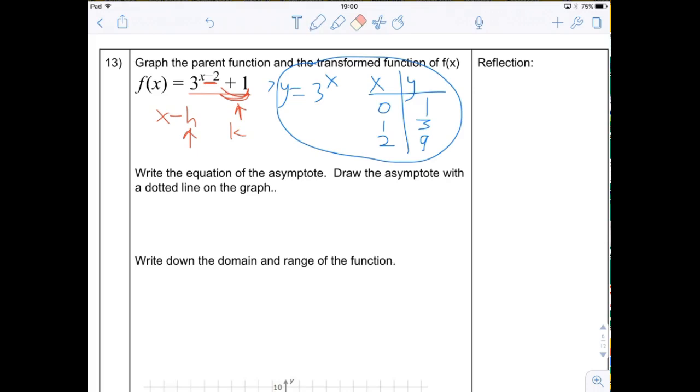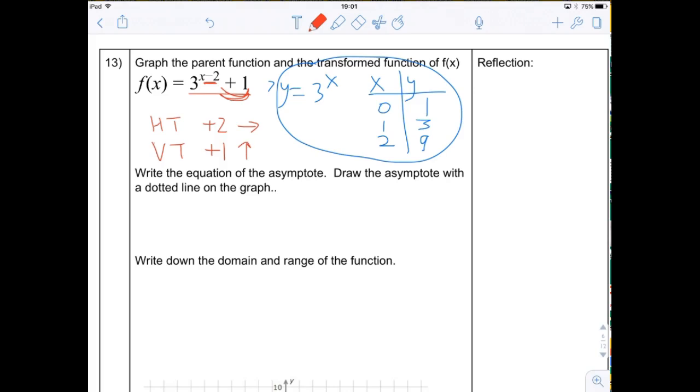Okay, so basically what we got here is horizontal translation positive 2, and it's positive 2 because it's minus h, okay, and the vertical translation is positive 1. So this is to the right and this is up.